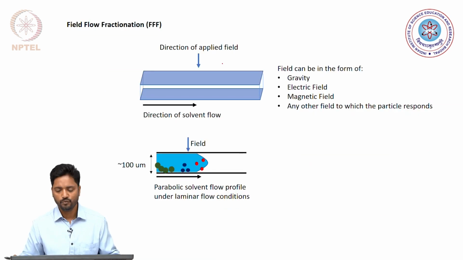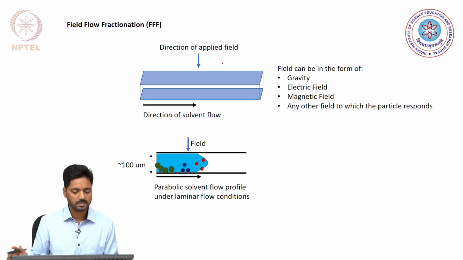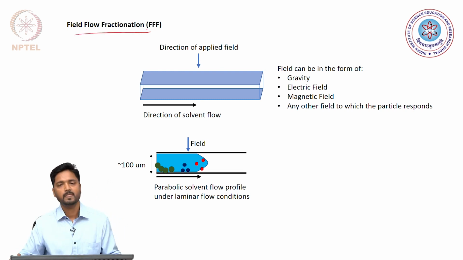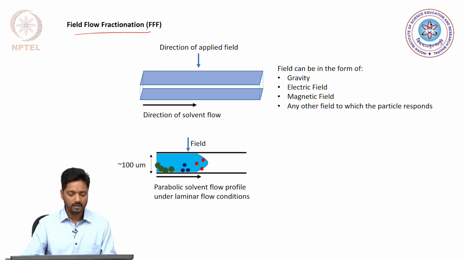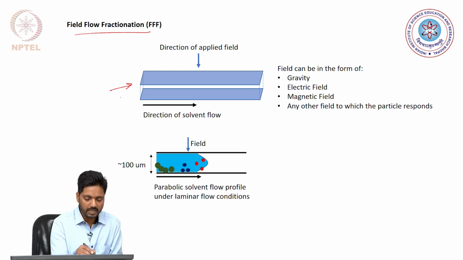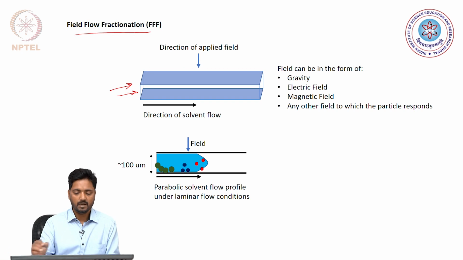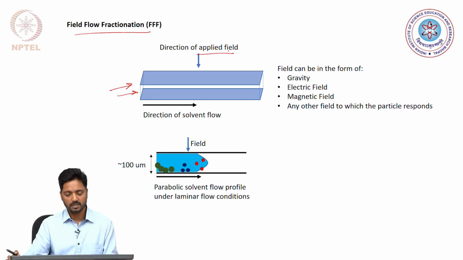Now, the final topic of this lecture is about the field flow fractionation, which is abbreviated as FFF. Here we have a thin strip of the material through which the analyte is passed, and a field is applied perpendicular to the direction of the solvent flow, and this results in separation of the analytes based on how the analyte responds to the applied field.